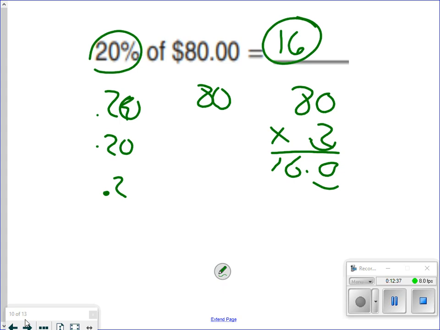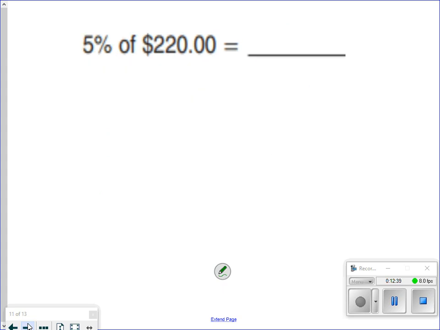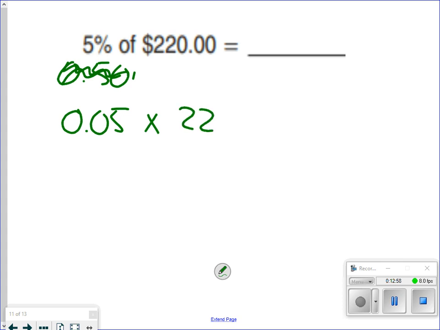Watch closely. Follow along. 5%. How do I write 5% as a decimal? A lot of you are going to do this. I'll tell you what, that is 50%. 5% is 0.05. That's how you write 5%. Of is multiply. $220, we'll put it as 220. Watch closely. Do I need this 0? I don't need this 0, so now I'm at 0.05. I can't get rid of this 0. This 0 is a place value holder. So now I'm taking 220 times 0.05.